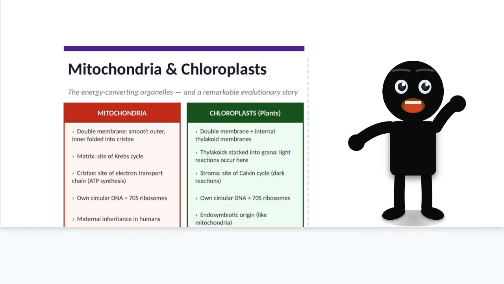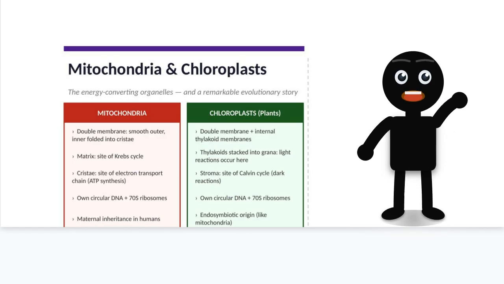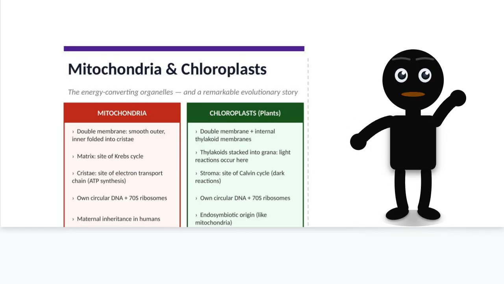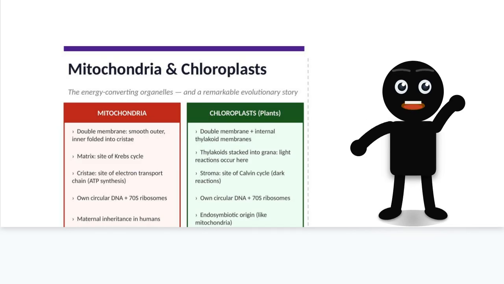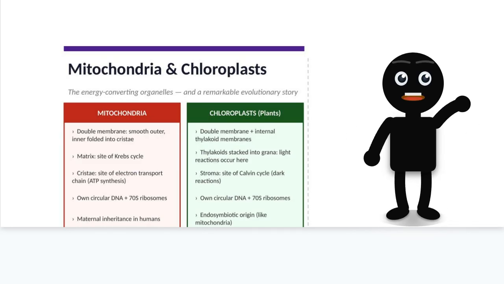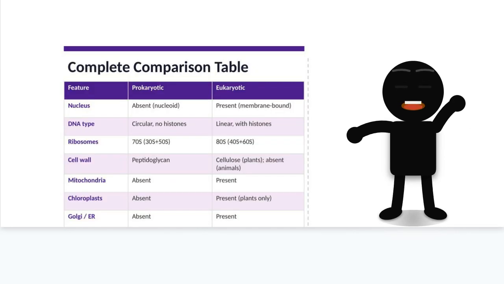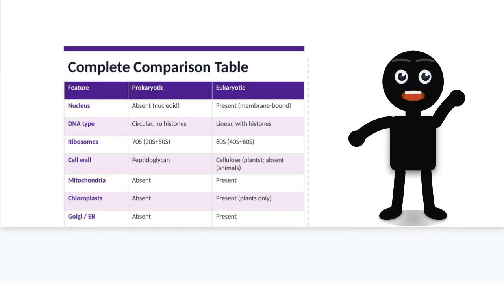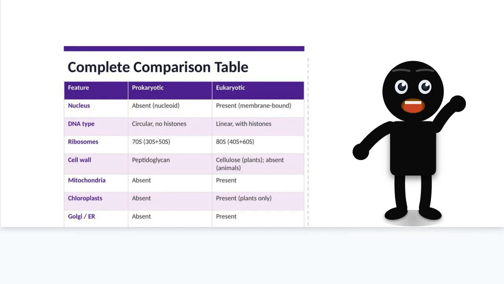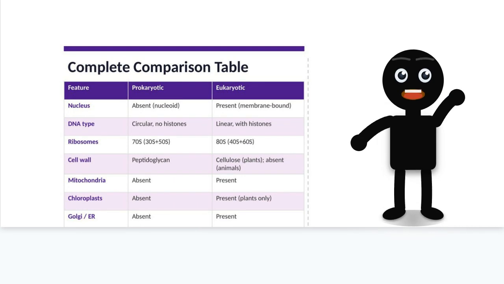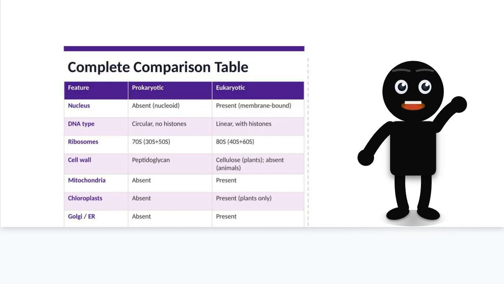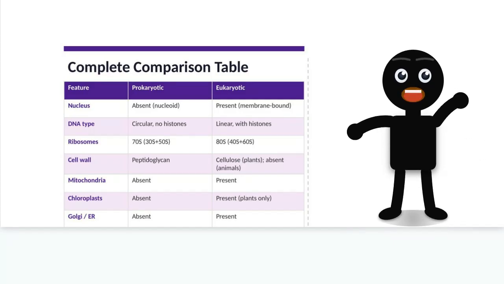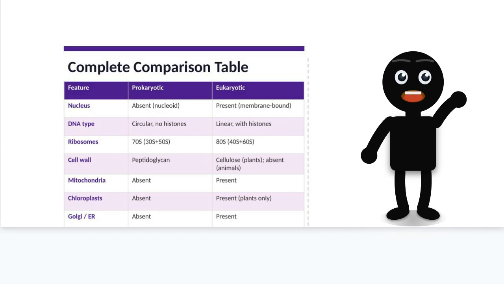The 70S ribosomes in both mitochondria and chloroplasts is the most tested NET fact in this entire chapter. Do not forget it. Here is the complete comparison table that you should be able to reproduce from memory for NET. The nucleus: absent in prokaryotes, with DNA in an open nucleoid region; present and membrane-bound in eukaryotes. DNA: circular with no histones in prokaryotes, linear with histones in eukaryotes.